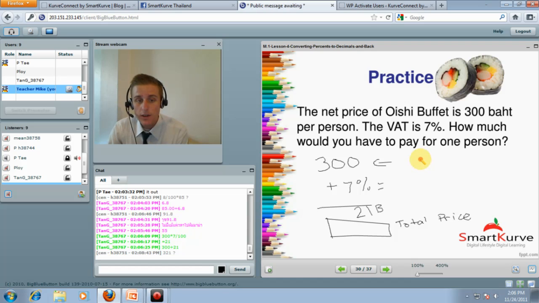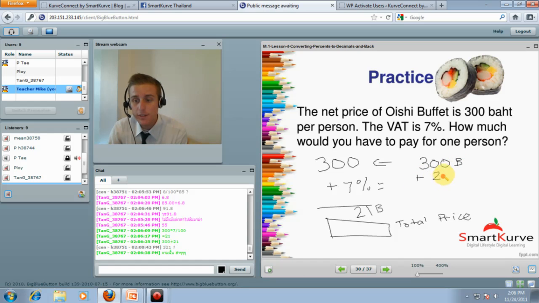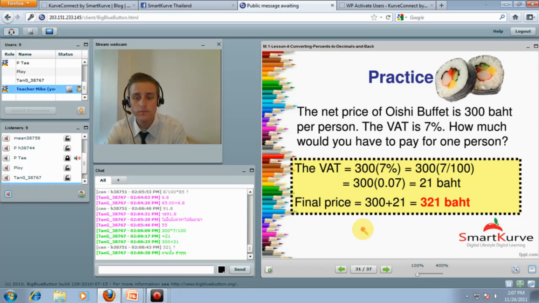So are you, Sen. To find the total price, you take the original, which is 300 baht, plus the VAT, 21 baht, add them together to get 321 baht. Correct. 300 times 7% is 21 baht. The final price is 321 baht.